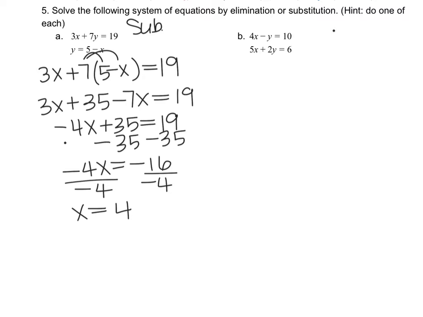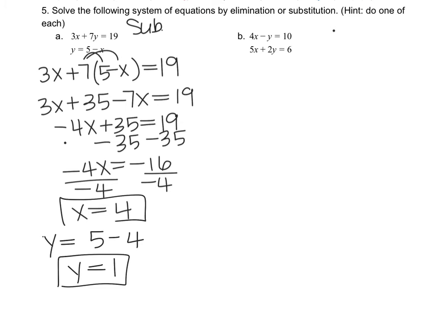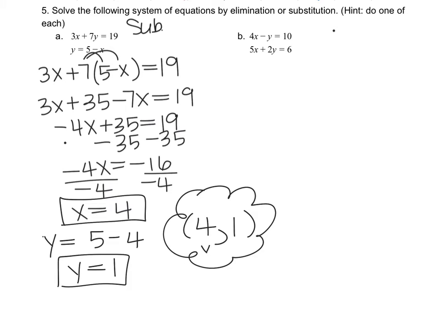Now that we know what x equals, we can easily plug it into our second equation to solve for y, since we know y is equal to 5 minus x. So y is going to equal 5 minus 4, which means y is going to equal 1. So you can leave your answer as x equals 4, y equals 1, or you can write it as a point, and when you write it as a point, you write it as (x, y).